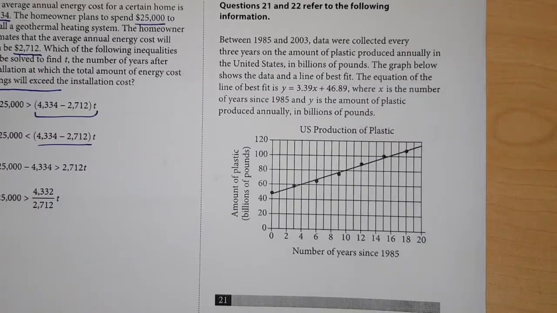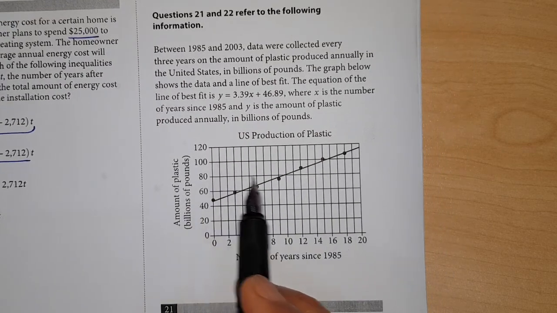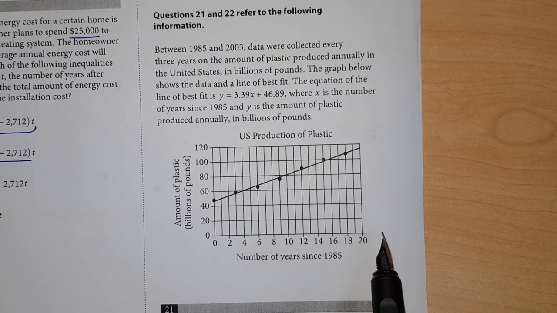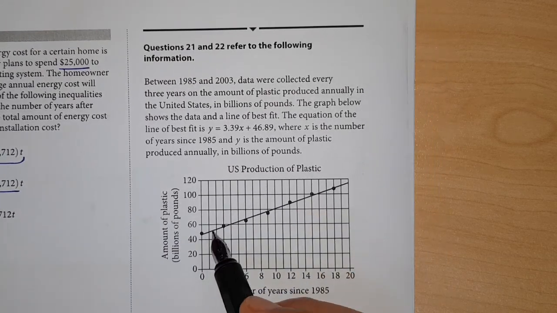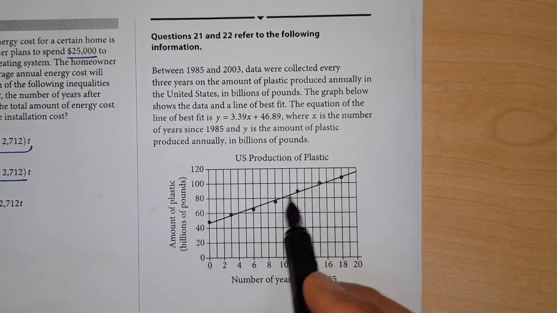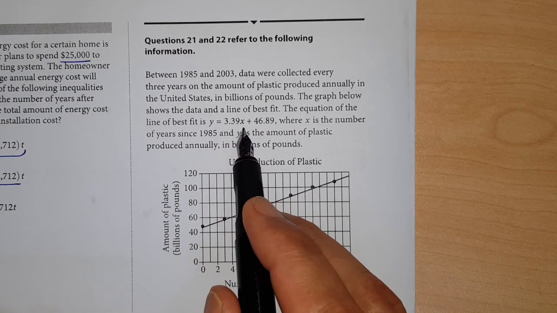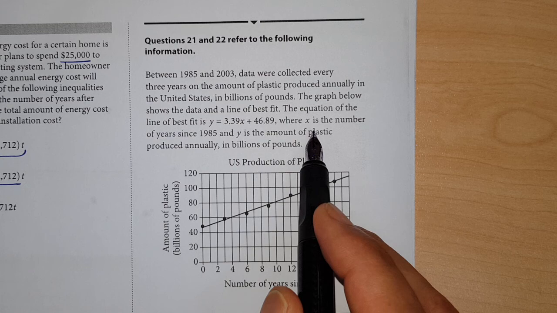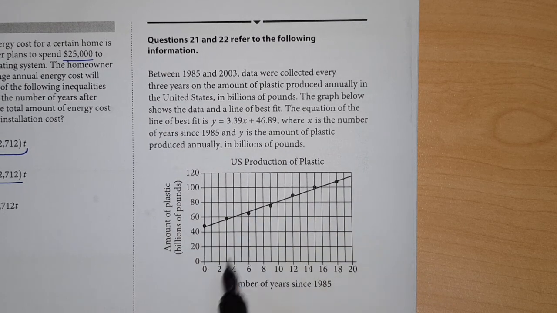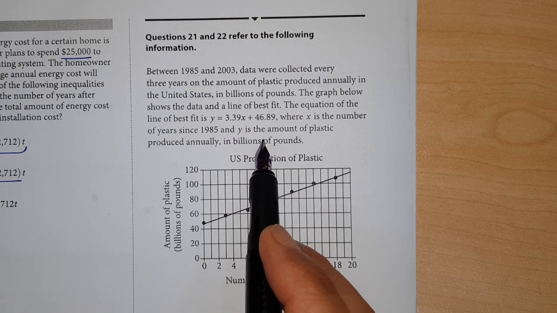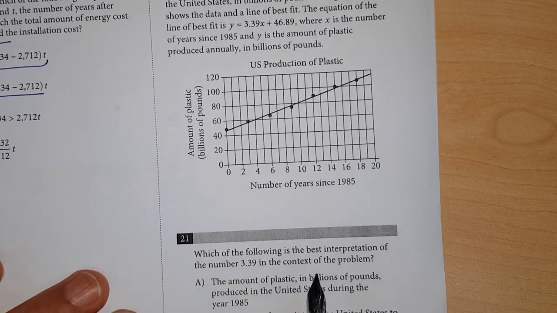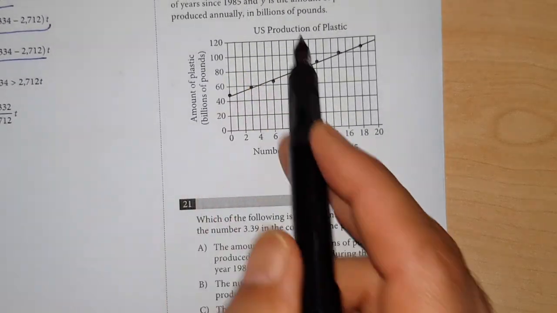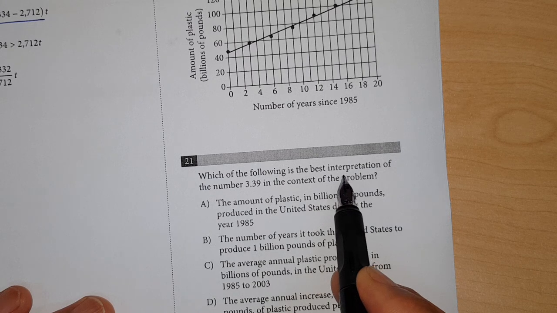Okay? Between 1985 and 2003, data were collected over 3 years on the amount of plastic produced annually in the United States in billions of pounds. This is the line of best fit, y equals 3.39x plus 46.89. x is the number of years since 1985, the starting year, and y is the amount of plastic produced annually. The question now asks you about this line. Which of the following is the best interpretation?